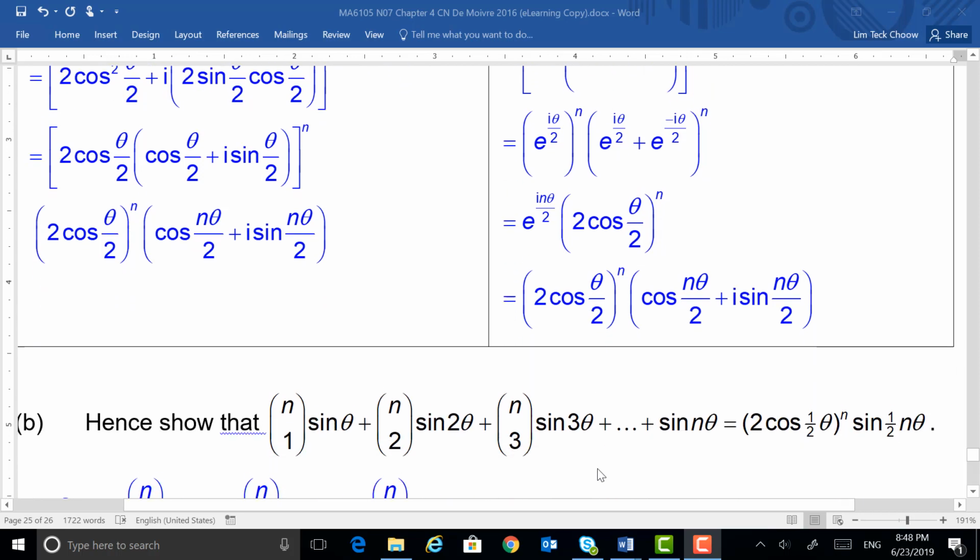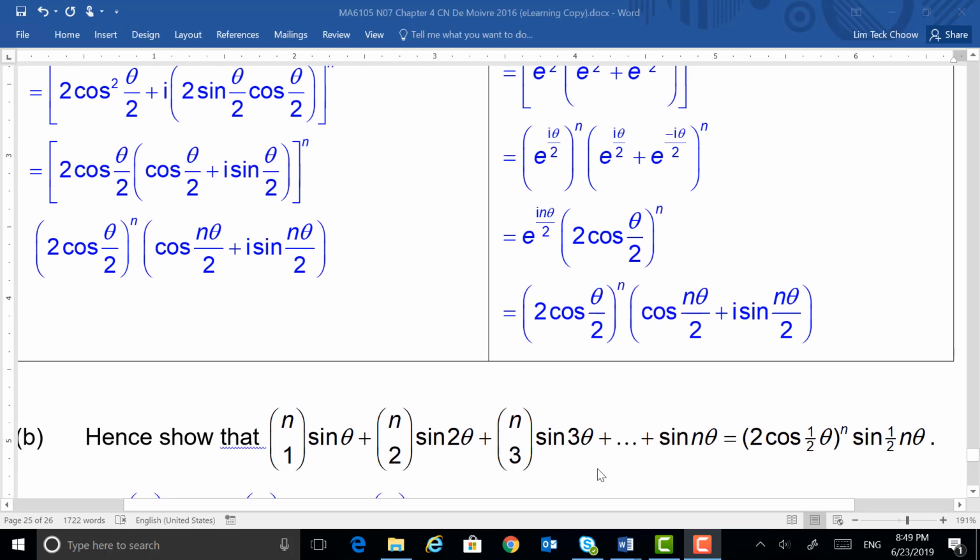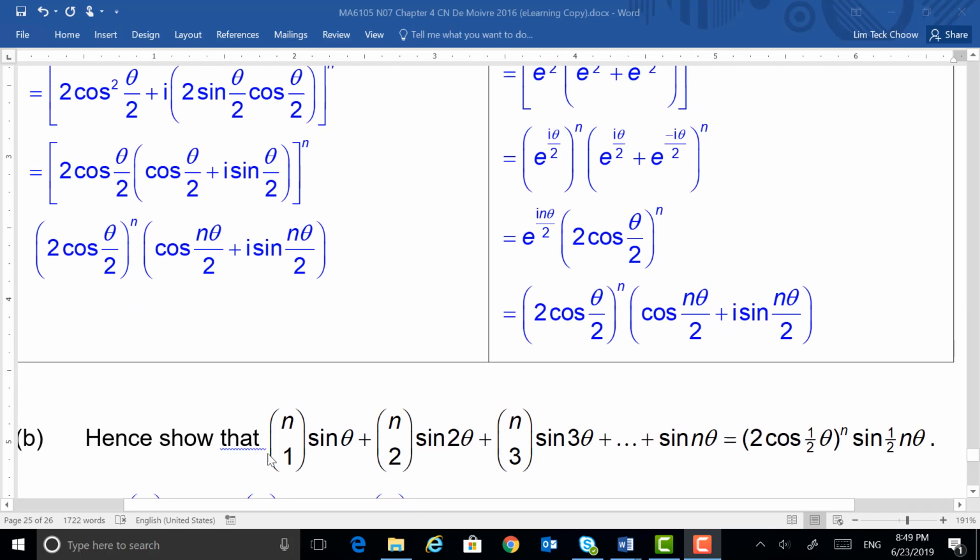Let's go on to part B of this question. In part B of this question, you are given a series that involves, what do you remember this? This means nC1, this means nC2, and so on and so forth. So how can we actually show that this is equal to this?